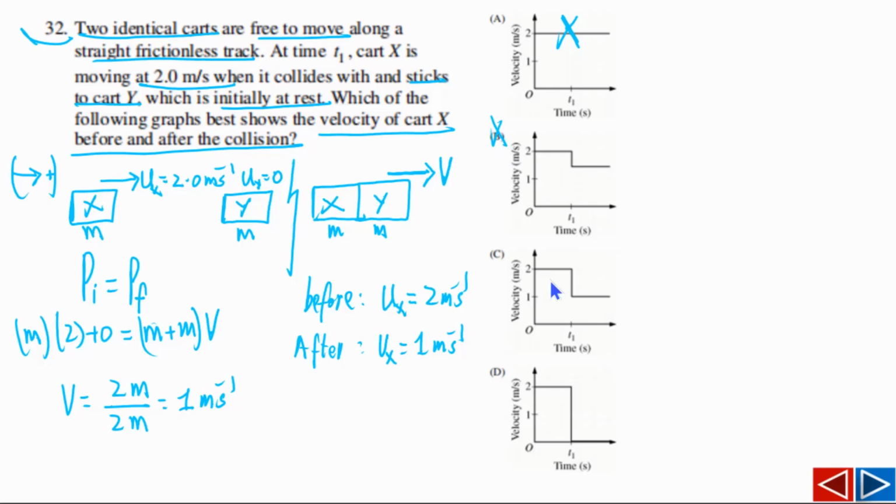Final velocity has to be 1. This one is correct because this is initial velocity and this is final, and this is 1. So this is our answer. This is incorrect because this is telling us velocity after collision is 0 meters per second. So the answer for this question is C. This is how you can approach this type of problems. A beautiful question. If you look at this one carefully, it will help you to understand conservation of momentum.